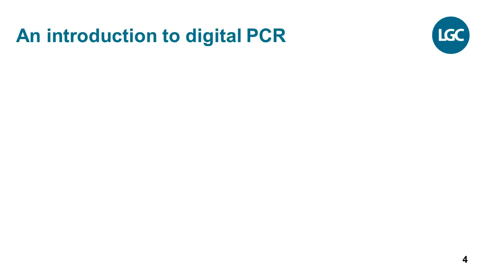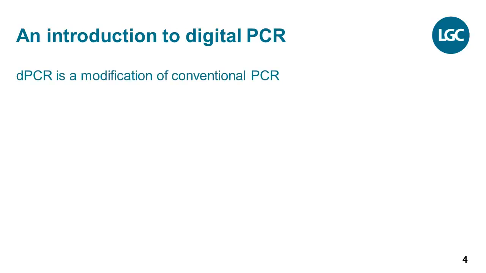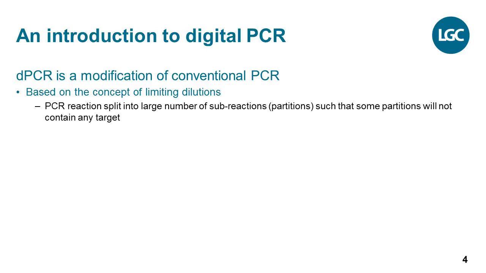The digital polymerase chain reaction is an adaptation of the basic PCR method, which can be employed for determining the absolute copy number of a DNA target. The technique is based on the concept of limiting dilutions. If a dilute, homogeneous solution of DNA targets is partitioned into a large number of reactions, some of the reactions will not contain any target molecules.